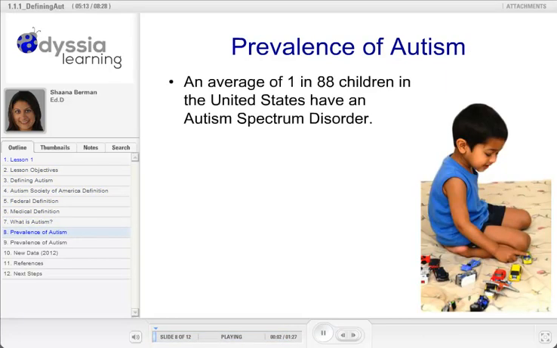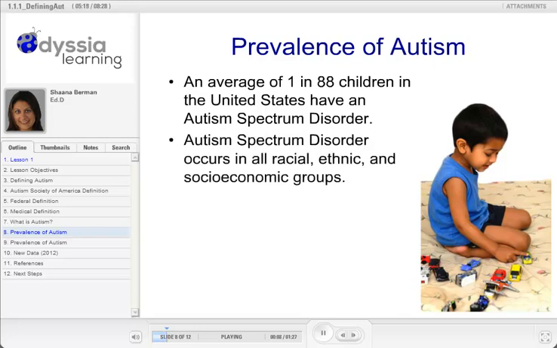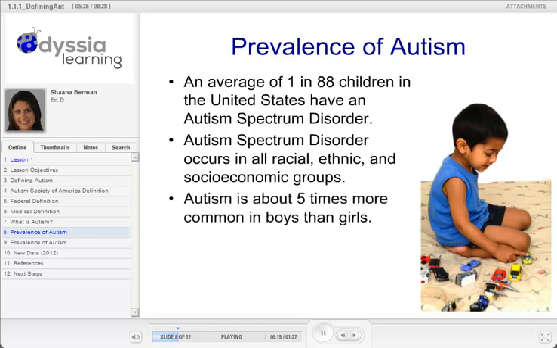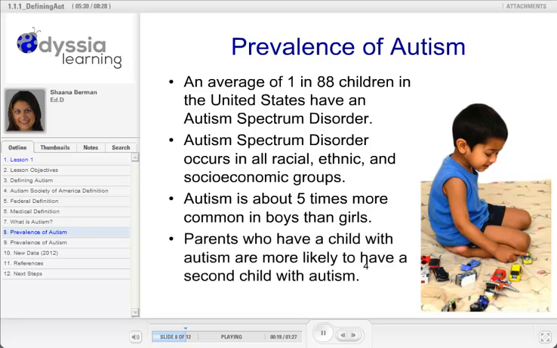An average of 1 in 88 children in the United States have an autism spectrum disorder. Autism occurs in all racial, ethnic, and socioeconomic groups. Current data shows that autism is about 5 times more common in boys than in girls, and that parents who have one child with autism are more likely to have a second child with autism. Prevalence refers to the percentage of the population that is affected by a particular condition at any given time.